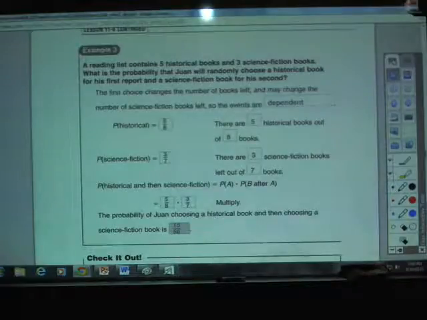Then it says, after I pull a historical book, they want me on the second pull to pick a science fiction book. And here's where the situation can change a little bit. Because we've already read that first book, I'm not going to put it back on my shelf of books to read again. I'm going to take it and put it off to the side. So now there's only 7 books left on the shelf. Well, because I've changed the total number of possibilities here, because now there are only 7 books, whereas a minute ago there were 8, that makes this dependent. The earlier questions were independent. Now all of a sudden it's dependent.